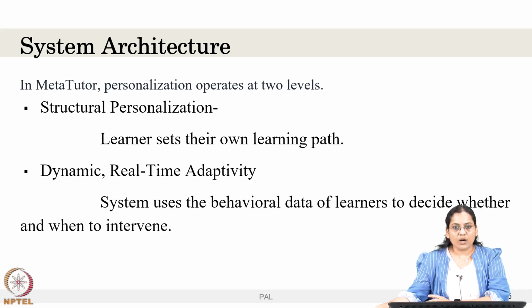Now, the next level is dynamic and real-time adaptivity. This system uses the behavioral data of learners to decide whether and when to intervene. It collects the real-time behavioral data of the learners, and based on that behavioral data, it decides whether and when to intervene, whether and when to give prompts and feedback to the learner.